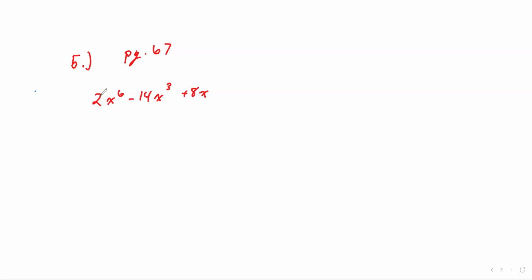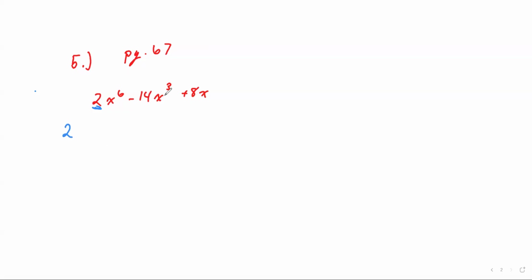Best way I do this is look at the coefficients, pick the smallest number, and ask yourself, does that number go into the other two numbers? If it doesn't, then you try to find factors of that small number and then take the largest of those factors and ask your question again. So 2 does in fact go into 14 and 8. So that tells me that 2 is my greatest common factor.